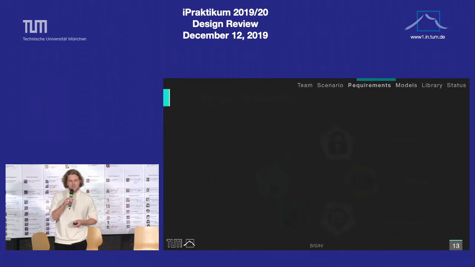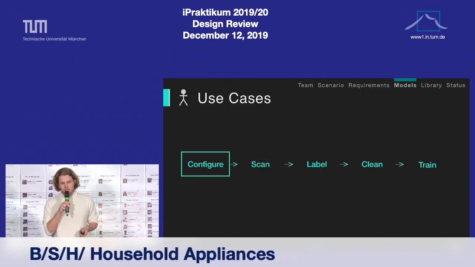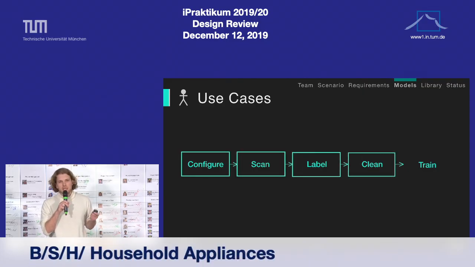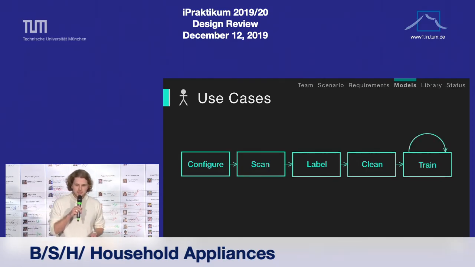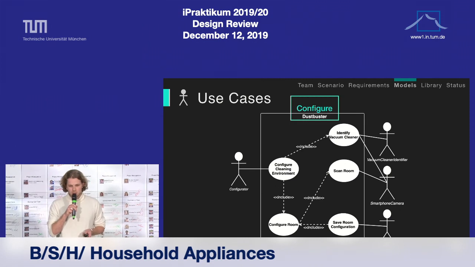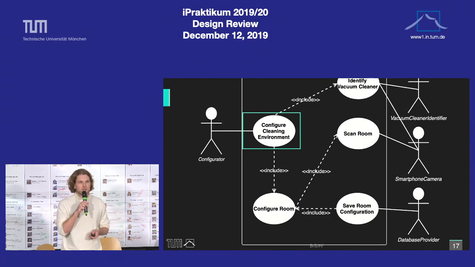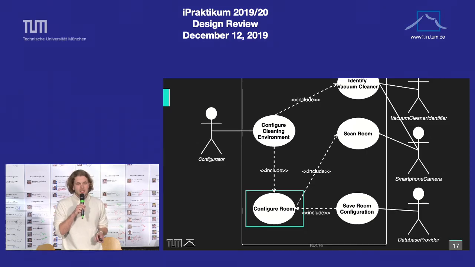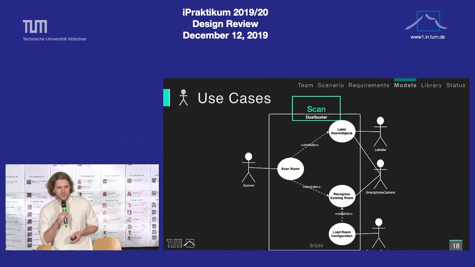Thank you, Flora. Building on these requirements, we have identified our 5 use cases: configure, scan, label, clean, and train. Train builds on the label use case. So let me guide you through. Configure. At first, the vacuum cleaner identifier has to identify our vacuum cleaner. This is needed to configure our cleaning environment, consisting of several rooms. These rooms all need to be scanned, which leads to our next use case.